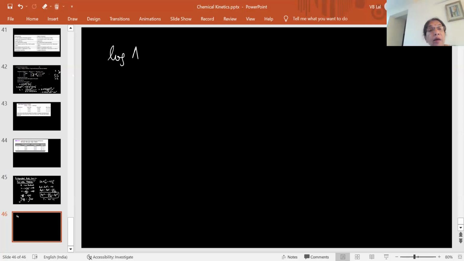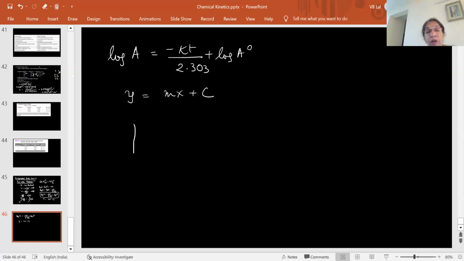Okay. So now I'm writing this equation once again. Log A is equal to minus Kt by 2.303 plus log of A0. So I told you this is y is equal to mx plus c. When I compare it, if I draw a graph, it will be a straight line graph, but with a negative slope. So log A on the y-axis, and on the x-axis, what will I take? T.